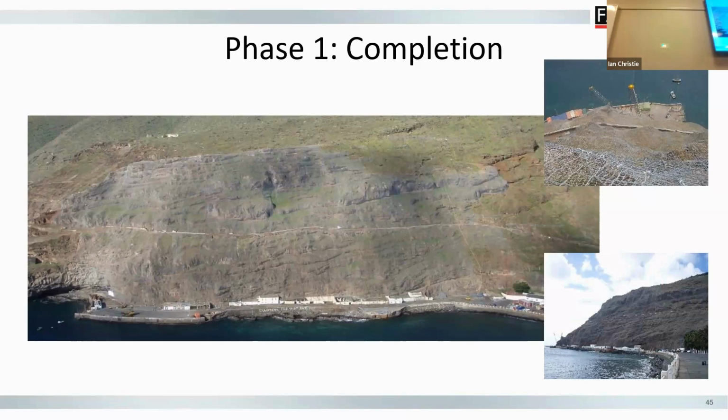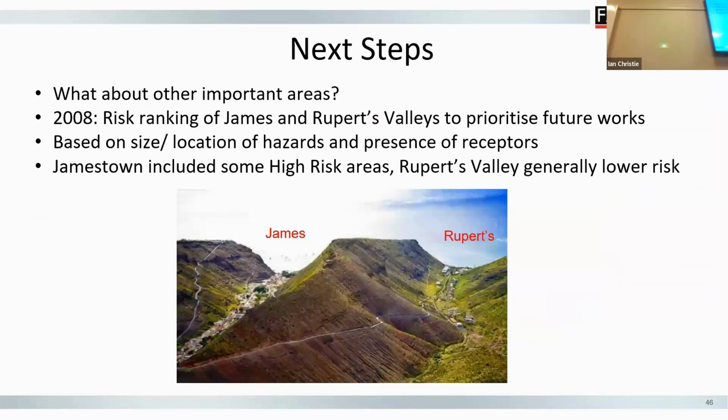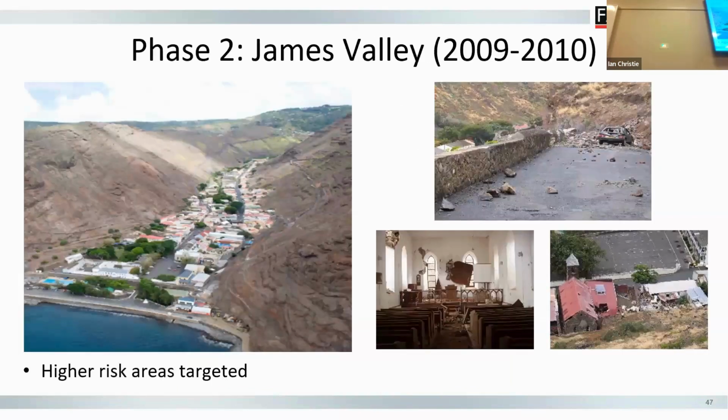I know we're running a bit shy on time here, so I'll run very quickly through the next little section. Basically, once we had done the wharf works, we then had to think about the rest of Jamestown and Rupert's Valley. So we did a risk ranking exercise based on where the biggest hazards were and where the different receptors were, and concluded that Jamestown had quite a lot of high risk areas in it, and that Rupert's Valley was generally lower risk. So our second phase of work targeted Jamestown, and our third phase of work targeted some little remaining bits of Jamestown and then across into Rupert's.